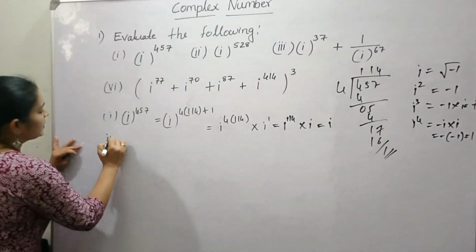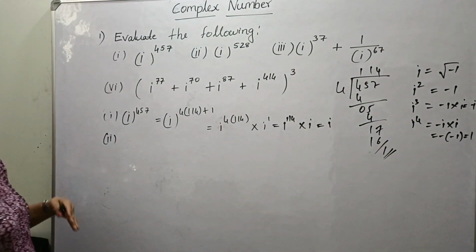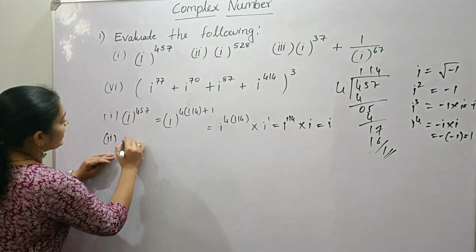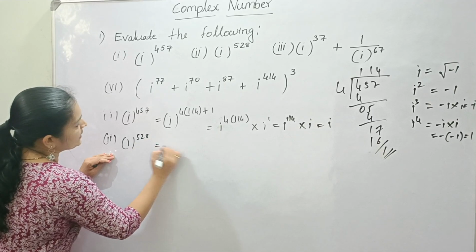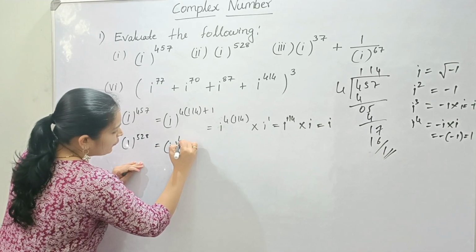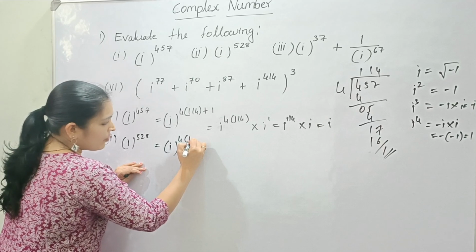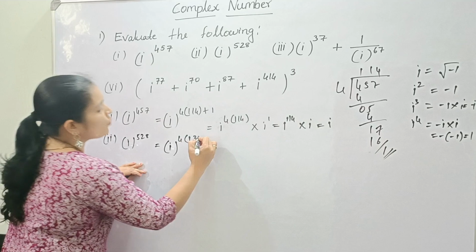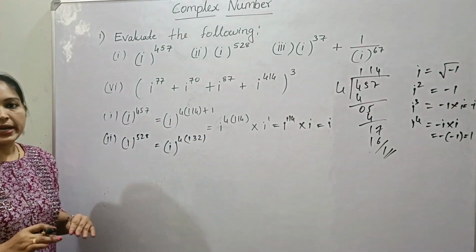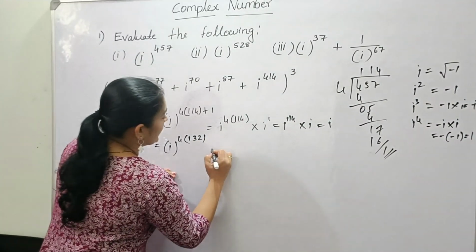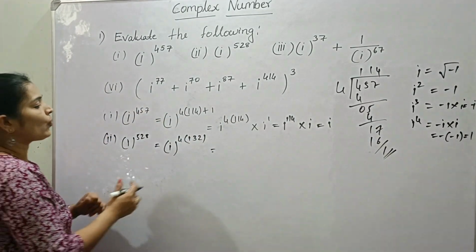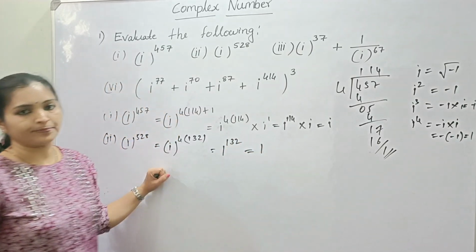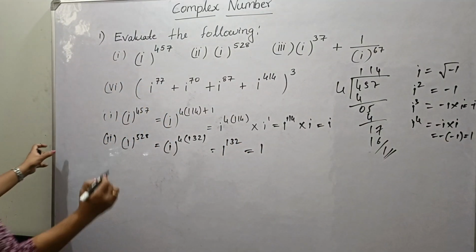Next, the second one. See here, also i raised to 528. Divide this 528 by 4. i raised to 528 is equal to i raised to 4 into 132. 4 ones are 4, remaining 1, 12, 4 threes are 12, next 4 twos are 8, remainder is 0, right? Here i raised to 4 is 1, so 1 raised to 132 is equal to 1.